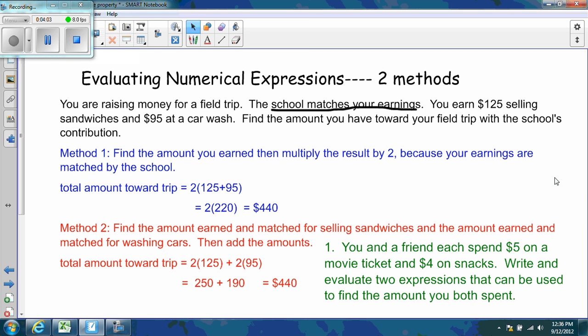So here's a problem for you to try at home. You and a friend spend $5 on a movie ticket and $4 on snacks. You each spend that. Write and evaluate 2 expressions that can be used to find the amount you both spent. So set it up as if you're solving it using method 1 and method 2 and bring it with you to class. So press pause now and try it.